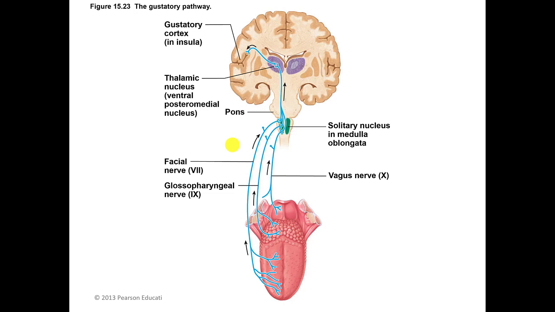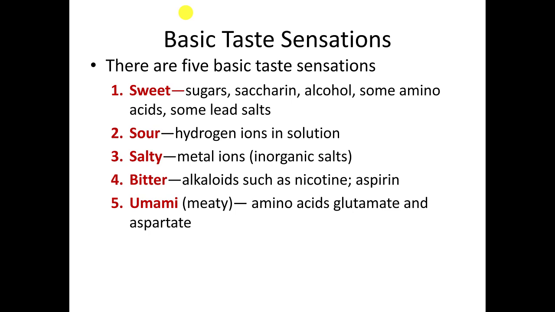This is just trying to show you that the sensory information is traveling towards the brain and going out to the cortex for processing. Now, the area of the cortex that's going to process taste is the gustatory cortex. Unlike with smell, where we can smell thousands of different chemicals, with taste we basically have 5 basic taste sensations.